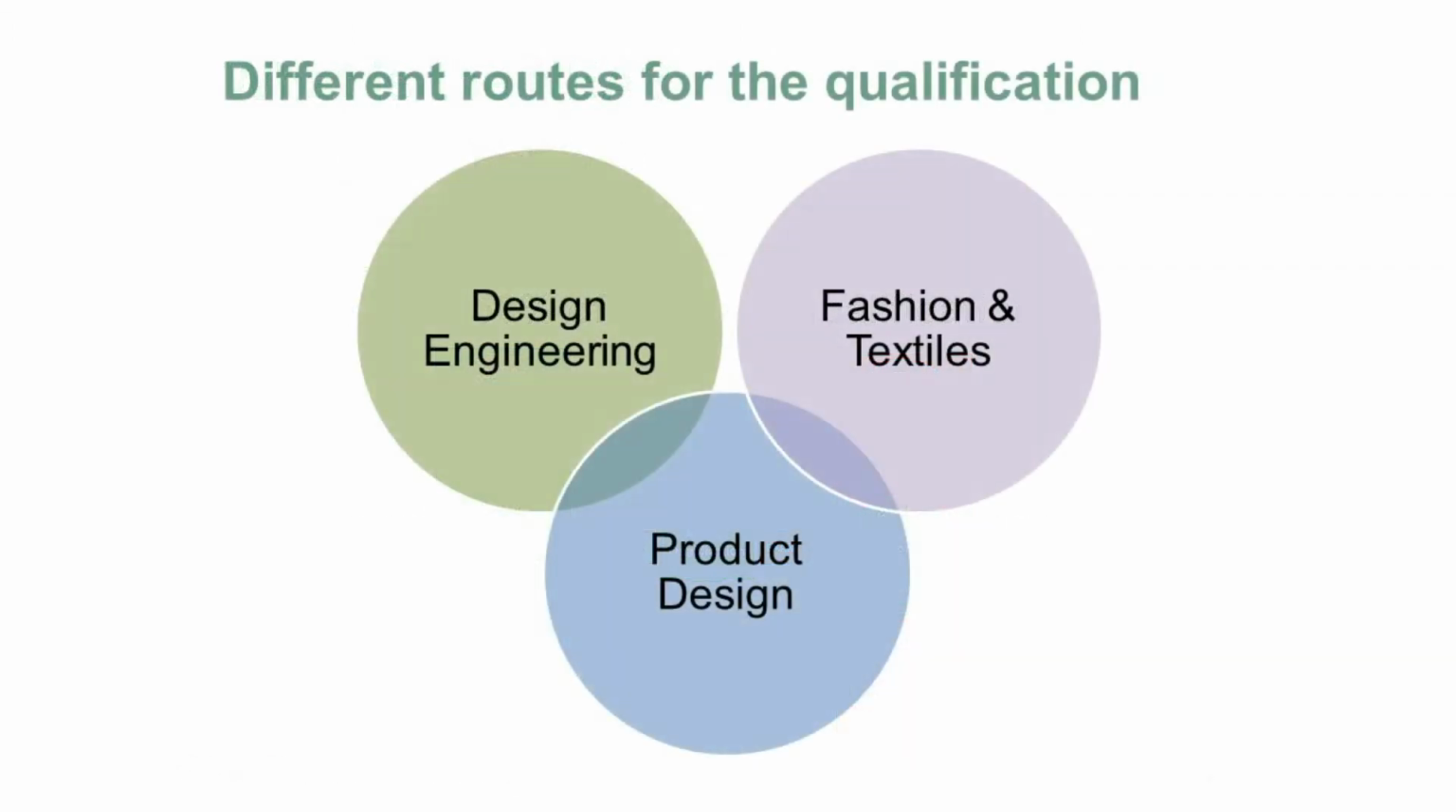OCR have three different routes in their AS level DT qualification: design engineering, fashion and textiles, and product design. You will have undertaken an NEA project following one of these endorsed routes.